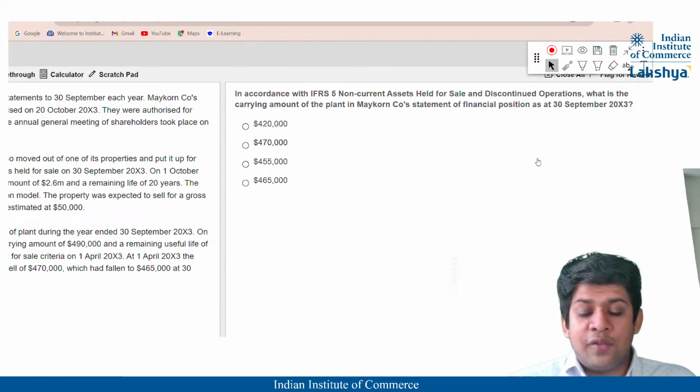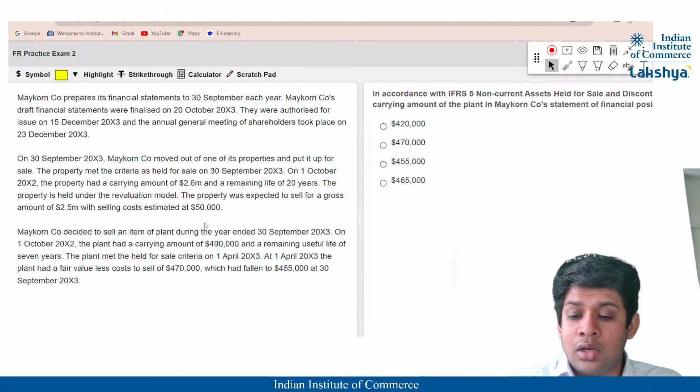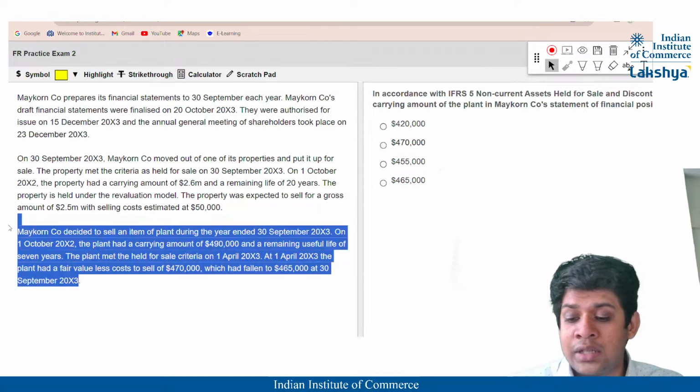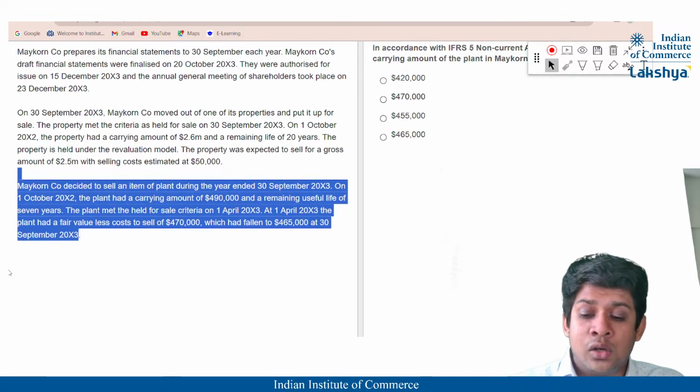In accordance with IFRS 5 non-current assets held for sale and discontinued operation, what is the carrying amount of the plant in Macon Company's statement of financial position as at 30th September 2013? Right? So I think there is one more scenario given to us for the plant. Let us look at that plant. Macon Company decided to sell an item of plant during the year ended 30th September 2013. On 1st October, that means the opening, the plant had a carrying amount of 4,90,000.